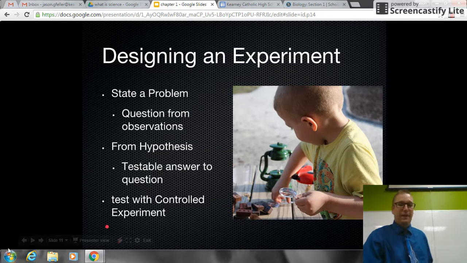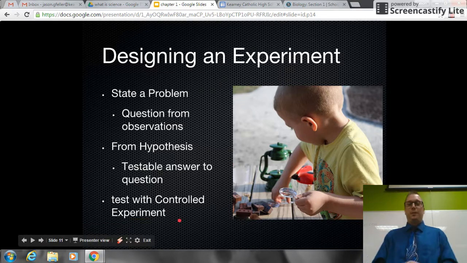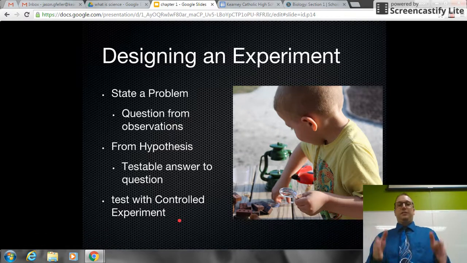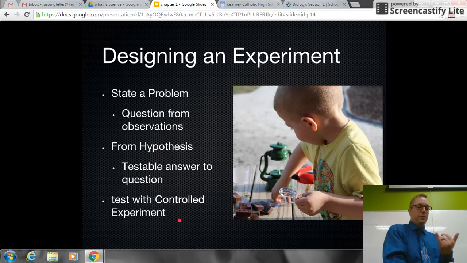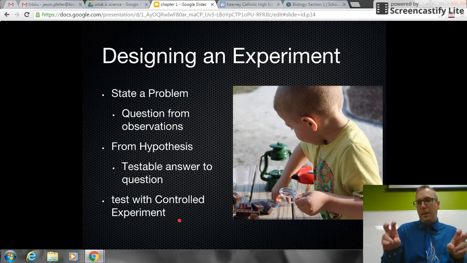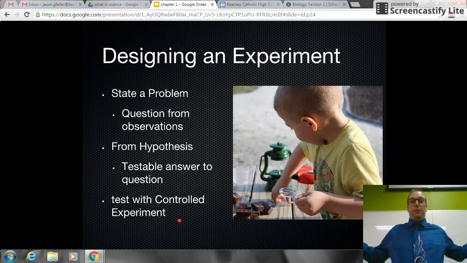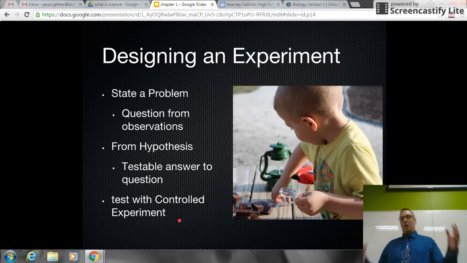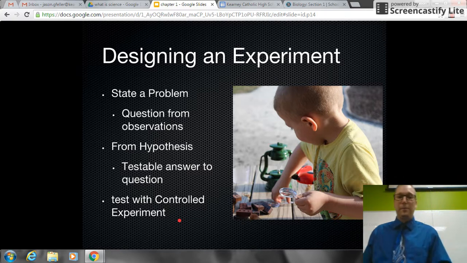What you're going to do next is test that with a controlled experiment. So somehow go about testing it. Either observe when what you think is going to happen and see if it does, or set up a way to make it happen and see if it happens. If it works, awesome, you solved the problem. If it doesn't work, awesome, you figured out something that doesn't work, and we can move on from there.